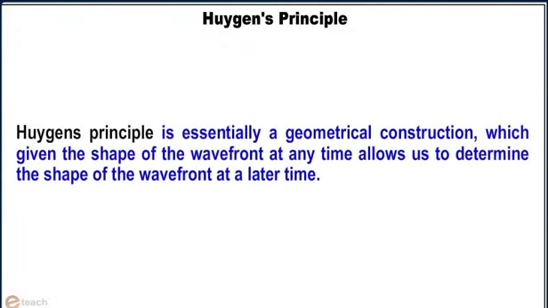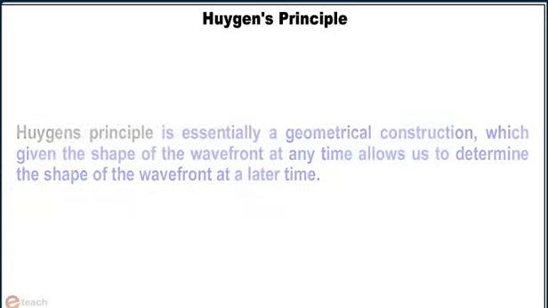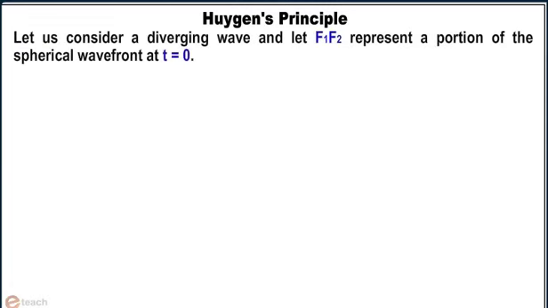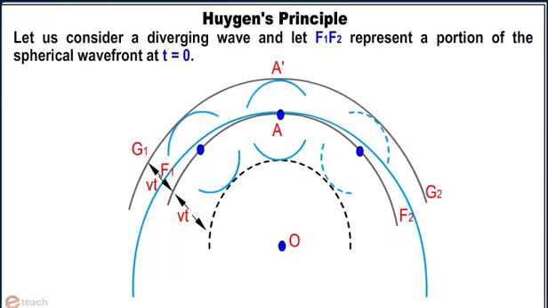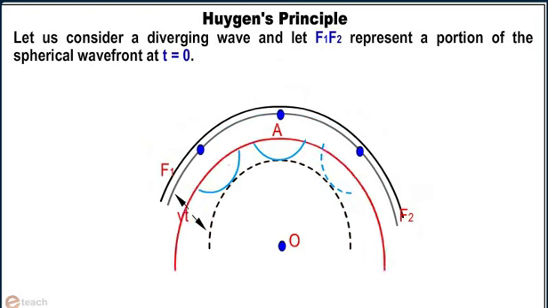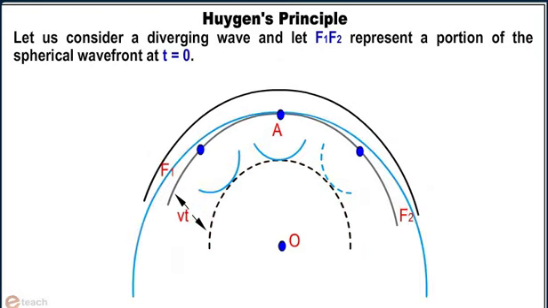Huygens' principle is essentially a geometrical construction which, given the shape of the wavefront at any time, allows us to determine the shape of the wavefront at a later time. Now, let us consider a diverging wave, and let F1, F2 represent a portion of the spherical wavefront at t = 0.